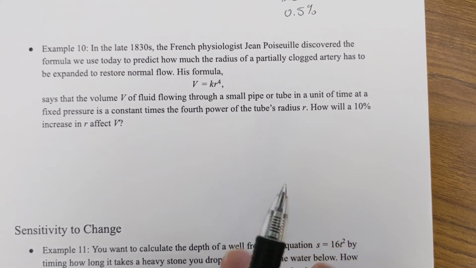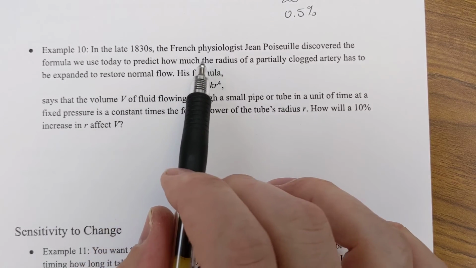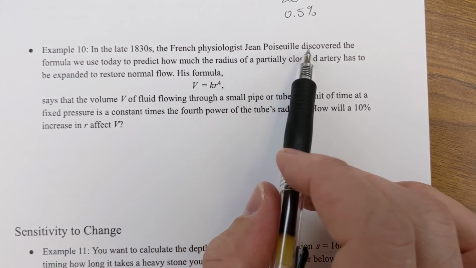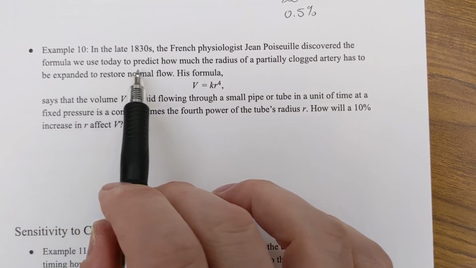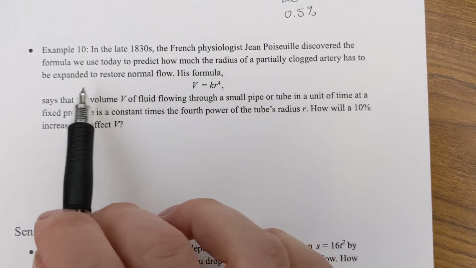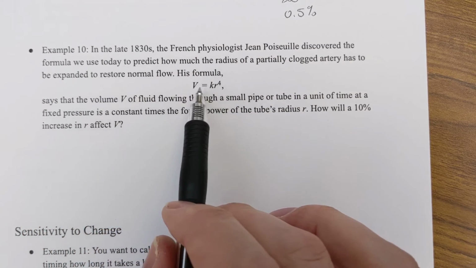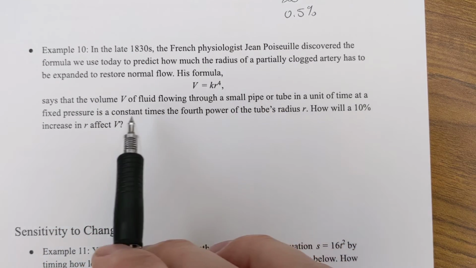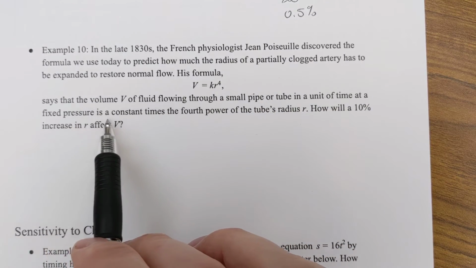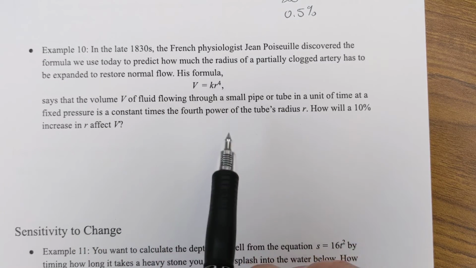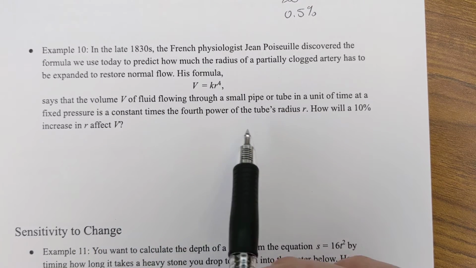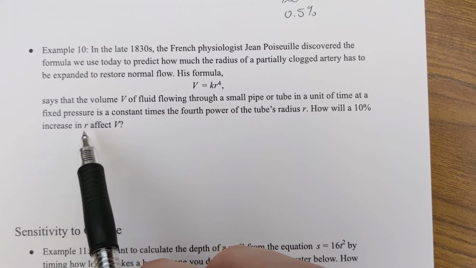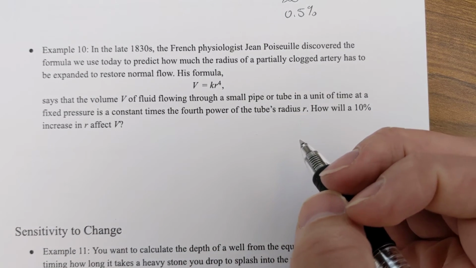All right, example 10. In the late 1830s, the French physiologist Jean Poiseuille, I don't even want to try to pronounce that, discovered the formula used today to predict how much the radius of a partially clogged artery has to be expanded to restore normal flow. This formula, V equals K R to the 4th, says the volume of fluid flowing through a small pipe in a unit of time at fixed pressure is a constant, K, times the 4th power of the tube's radius. How will a 10% increase in R affect V?